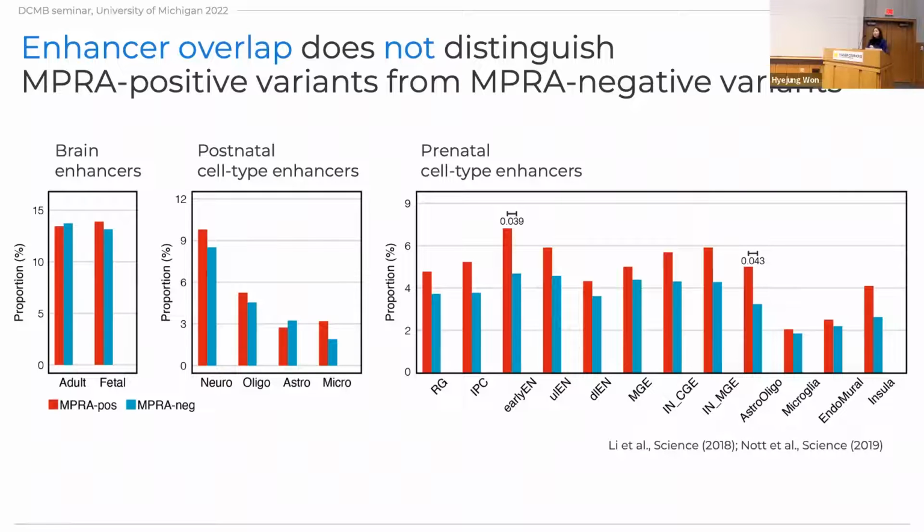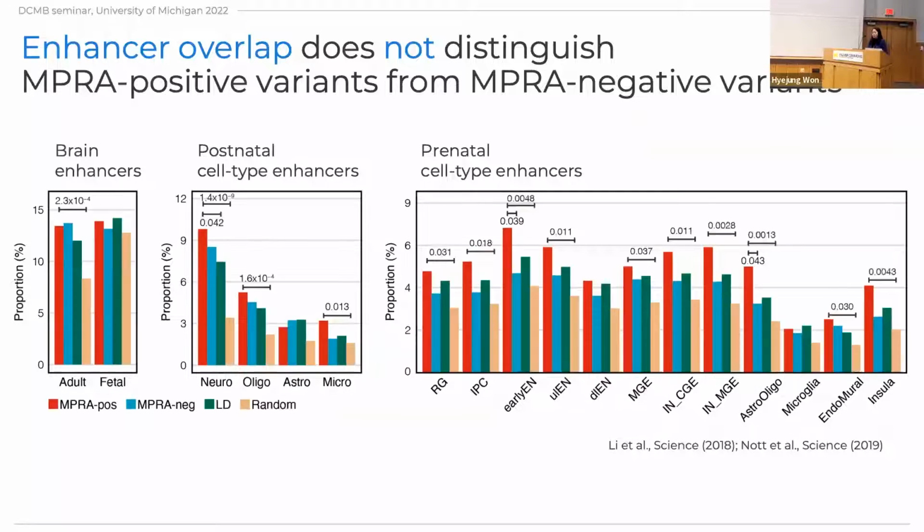This was very puzzling to us because it is really well known that schizophrenia is a neuronal disorder. And people have found over and over that GWAS of schizophrenia is associated with or enriched in neuronal or brain enhancers, but we're not really finding this. So we wanted to see whether these MPRA-positive variants are potentially more enriched compared to the background. So we leveraged two genomic backgrounds.